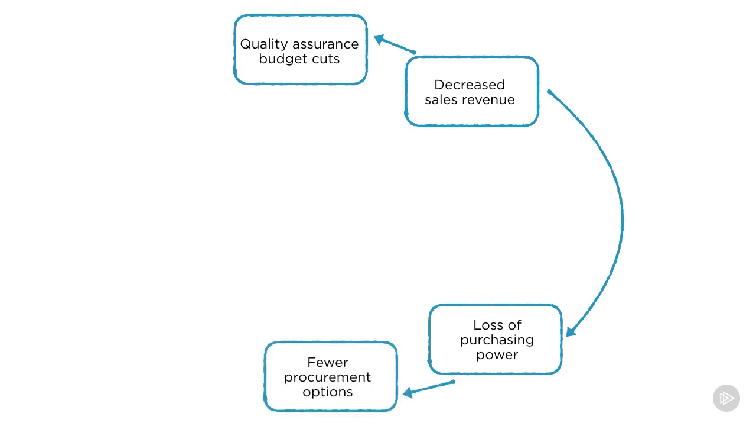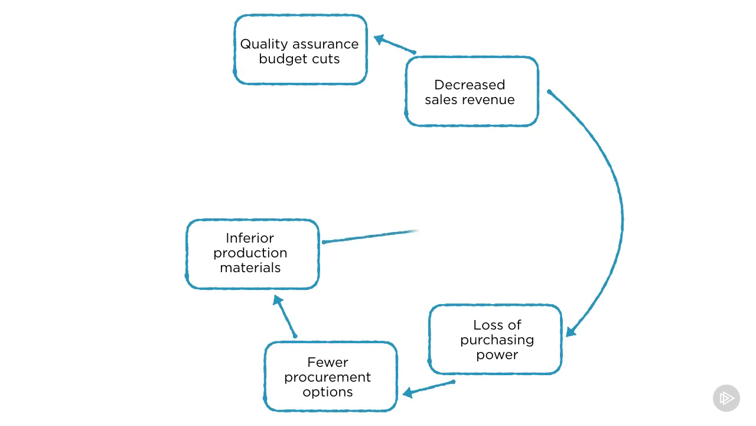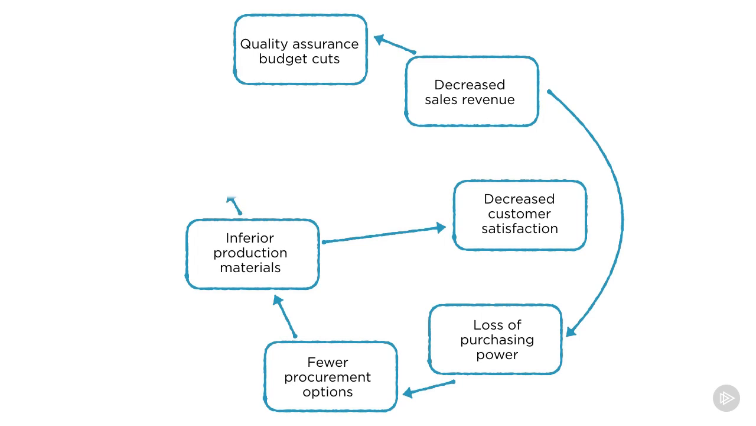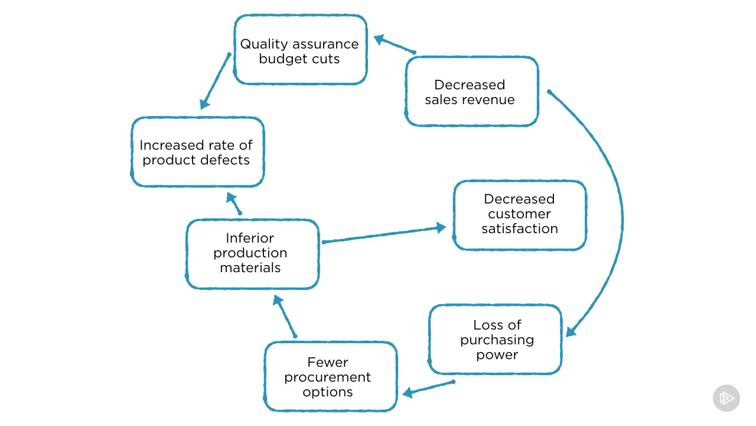Due to our loss of purchasing power, we have fewer procurement options that we can turn to. And this leads to inferior production materials being purchased because we no longer have access to the top dollar, highest quality suppliers. Well, inferior production materials leads to decreased customer satisfaction, and it also leads to an increased rate of product defects. What we see further is that our quality assurance budget cuts also have led to an increase in our product defect rate, creating a double-sided problem here.